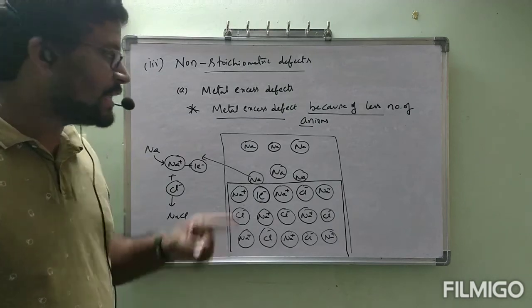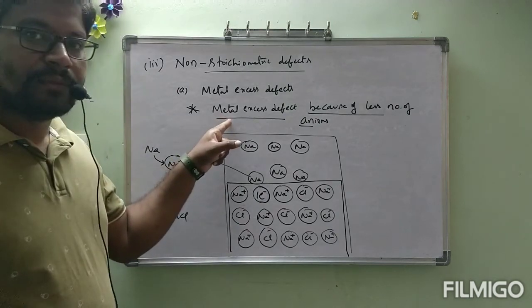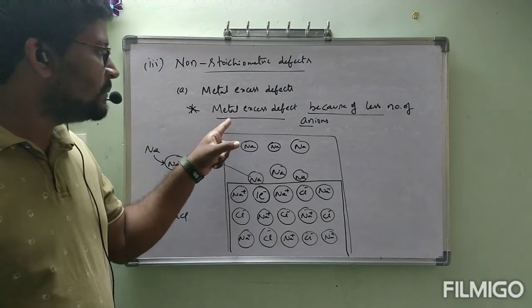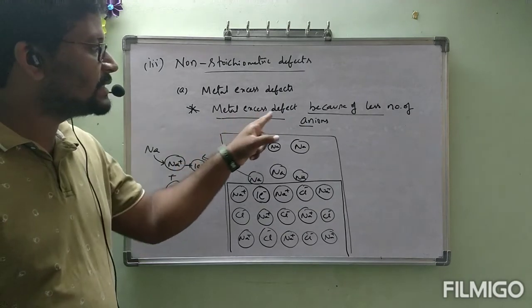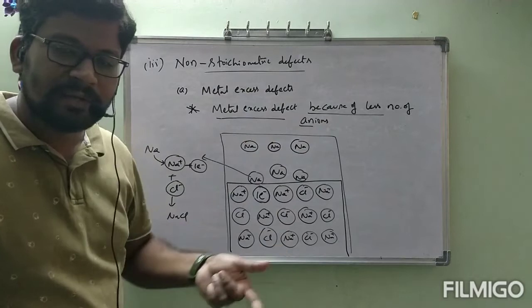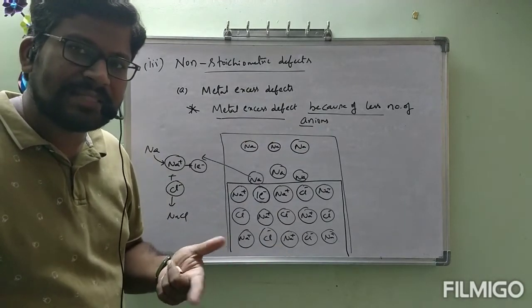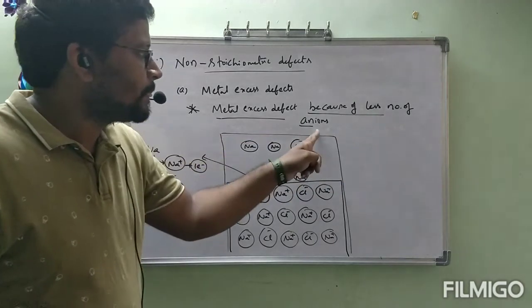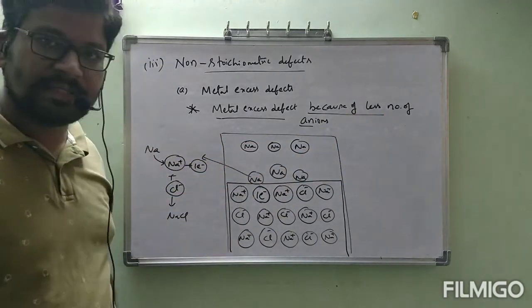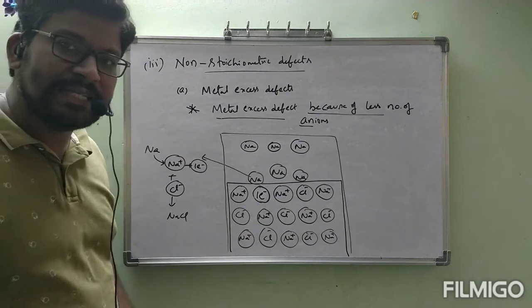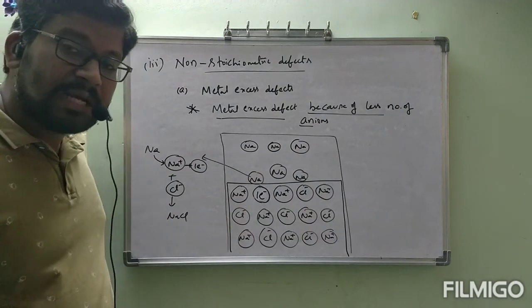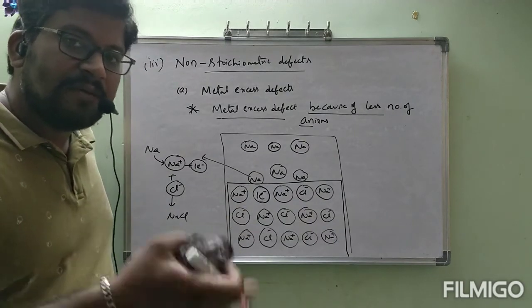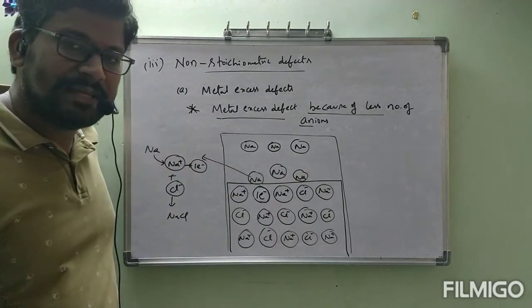We have excess Na plus ions. We have a metal excess. Na plus ions are in excess. This is a metal excess defect. Why will the number of Na plus ions be more? Because a smaller number of anions are present. One anion is decreased. Because of the smaller number of anions, we think that excess metal is there.